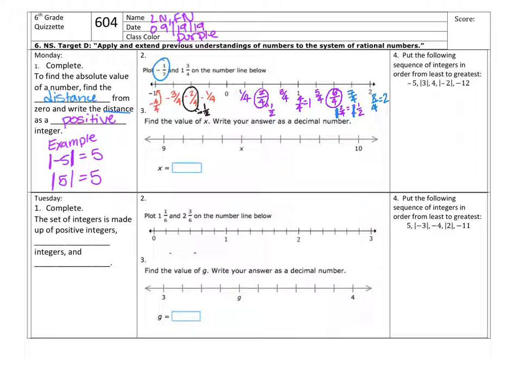All right, back on task. So plot -1/2. So -1/2 is actually right here, where -2/4 is, because that reduces to -1/2. Now, the other one is 1 3/4.